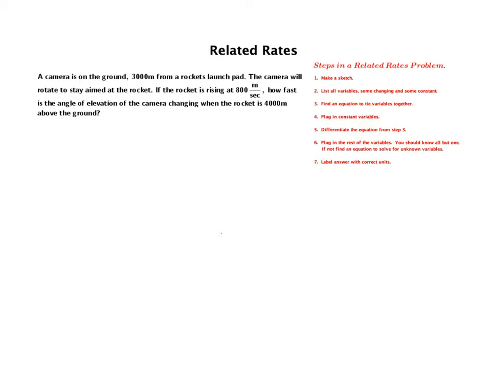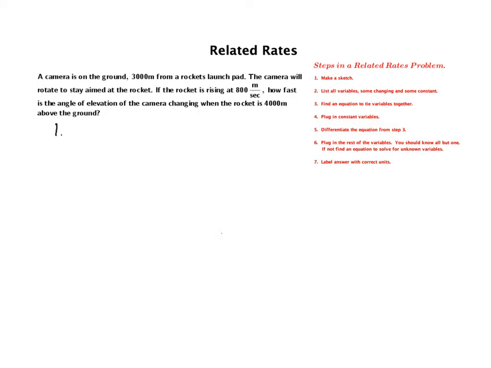In our first related rates problem today, we have a camera on the ground 3,000 meters from a rocket's launch pad. The camera is designed to rotate to stay aimed at the rocket. If the rocket is rising at 800 meters per second, how fast is the angle of elevation of the camera changing when the rocket is 4,000 meters above the ground?